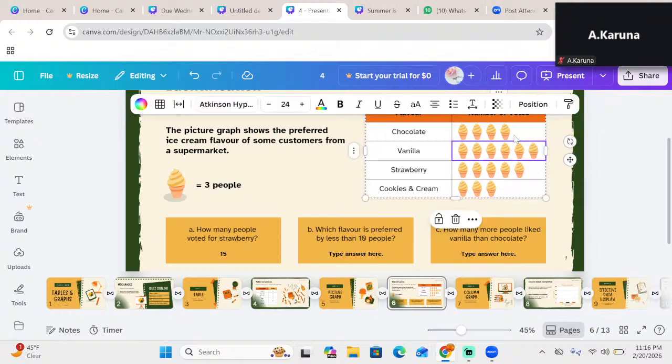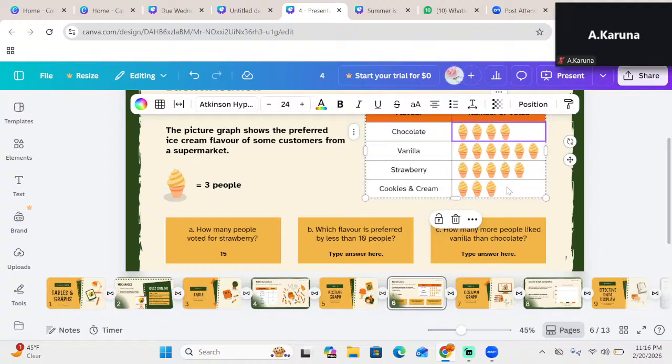That's not less than 10. So that's not the right answer. And 12 is also not less than 10. So chocolate's not the answer either. Next, we have strawberry. Well, for strawberry, we said there's 15 people. 15 people is also not less than 10. So our only option left is cookies and cream.